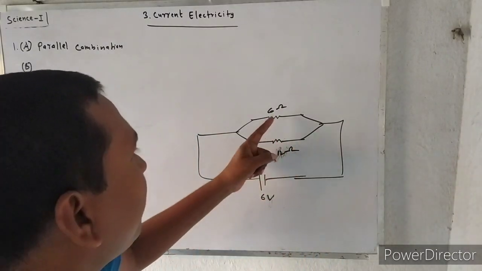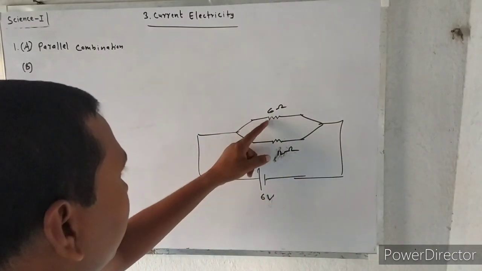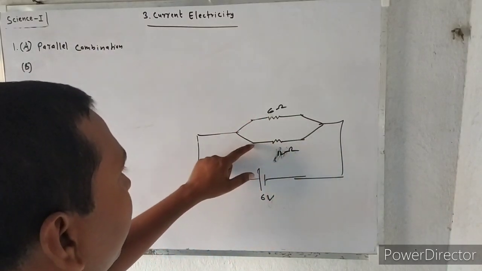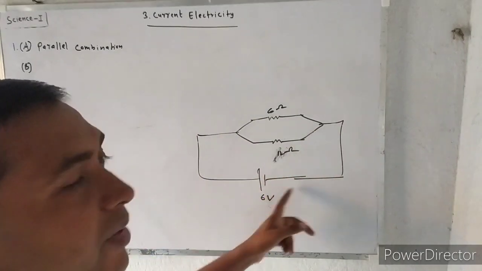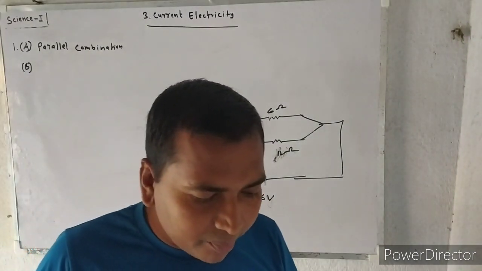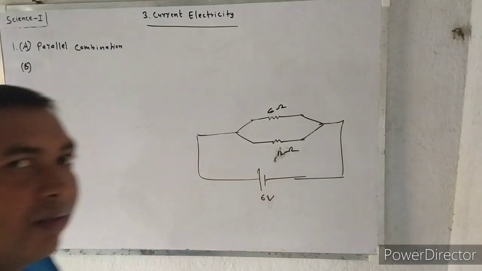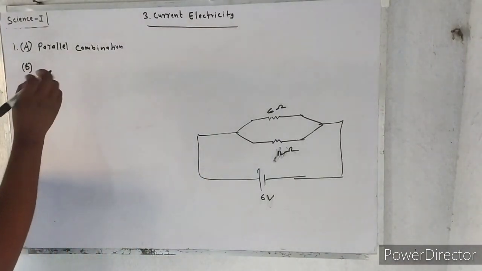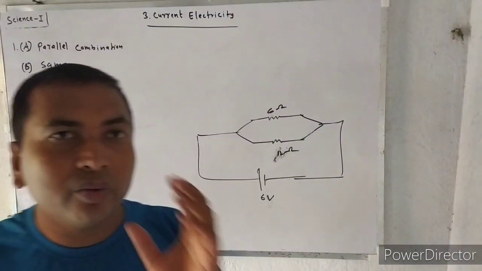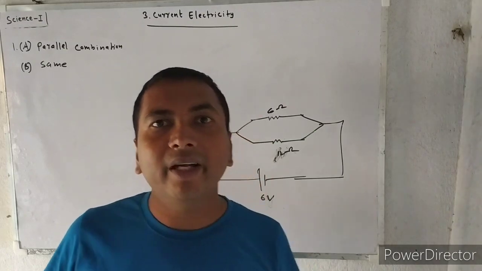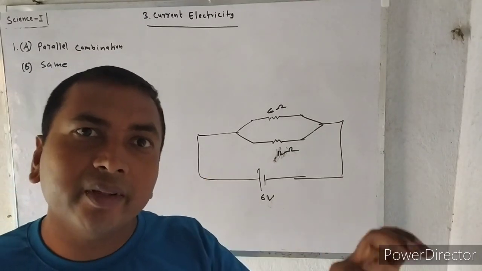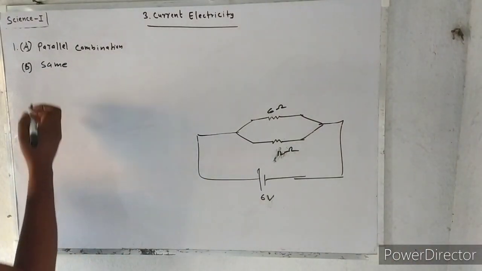So in case of parallel combination, the potential difference across both the resistors will be the same. So your answer to what must be the potential difference across individual appliances is: potential difference will be the same. If you connect two or more appliances in parallel, the potential difference will be the same for both the appliances.